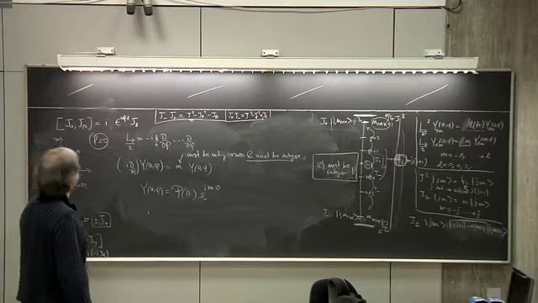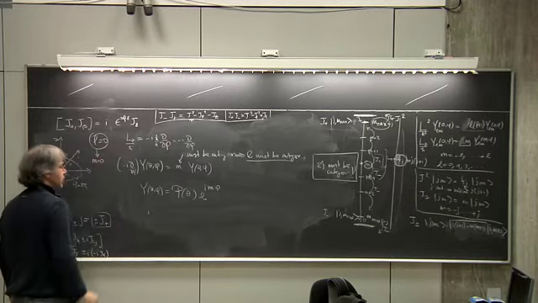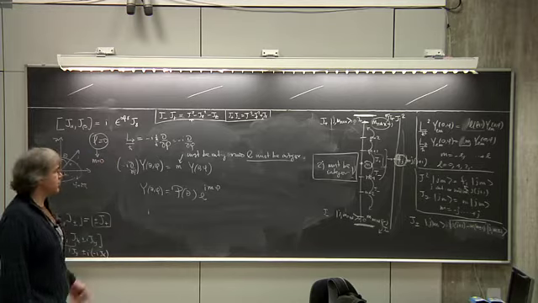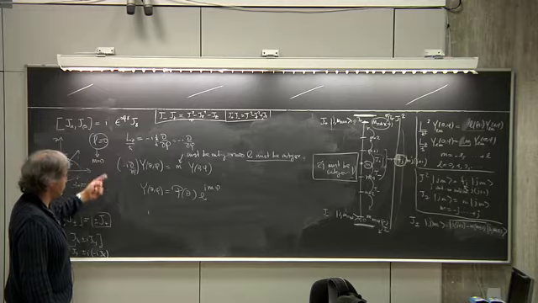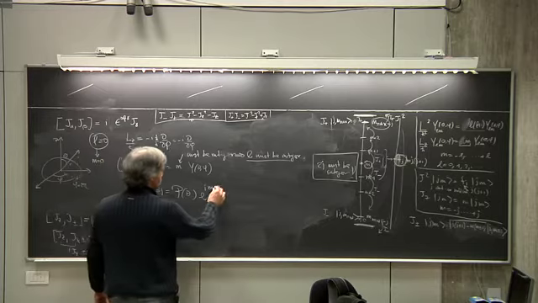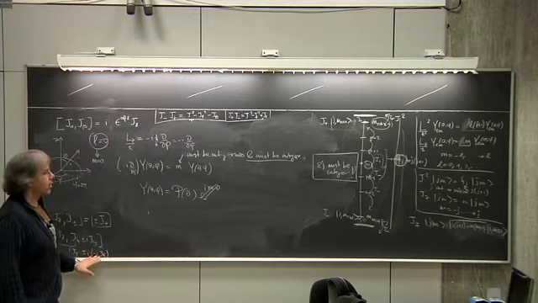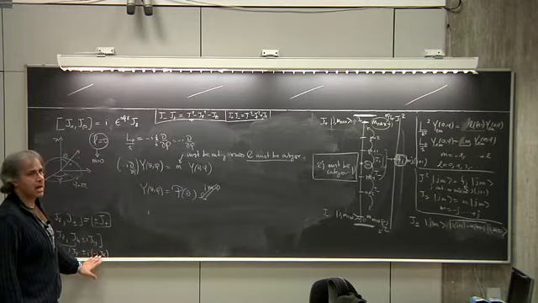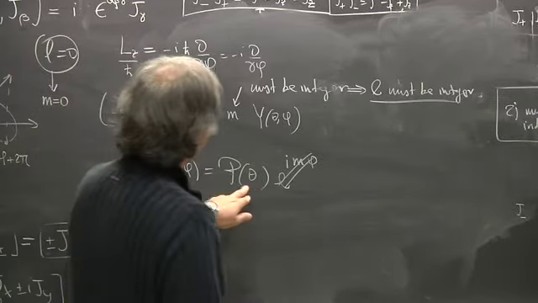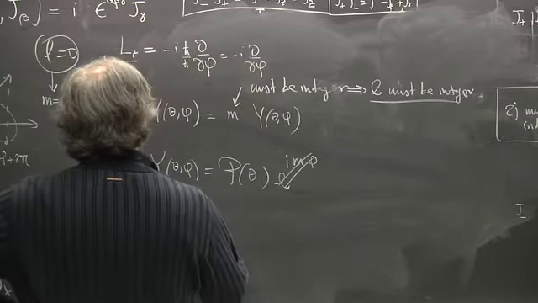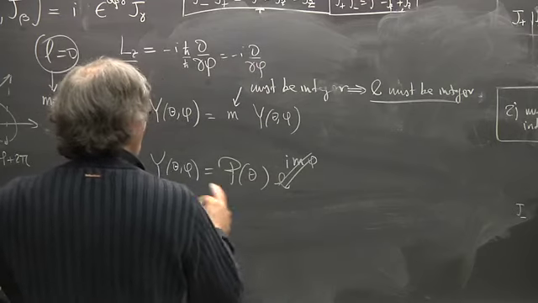L equal to 0 means that the only possible value is m equal to 0 also, right? There's one state only that we want, and it must have m equal to 0. So if m is equal to 0, this is just 1. On the other hand, I want a function of theta such that, for instance, L plus and L minus both are 0.